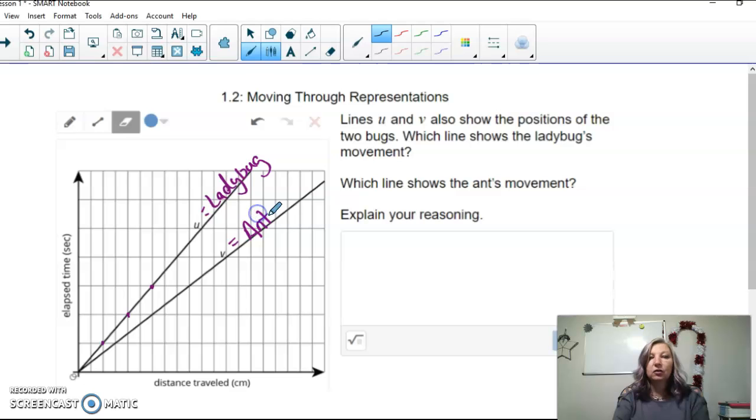Some reasons that you may have come up with: I used the intervals and the line. By looking at the intervals of how I would count, I would see 1, 2, 3, 4. So at 4 centimeters, I have 2 seconds if I were counting by ones here. So I can help myself determine what point would be for each of the bugs just by looking at the diagram.